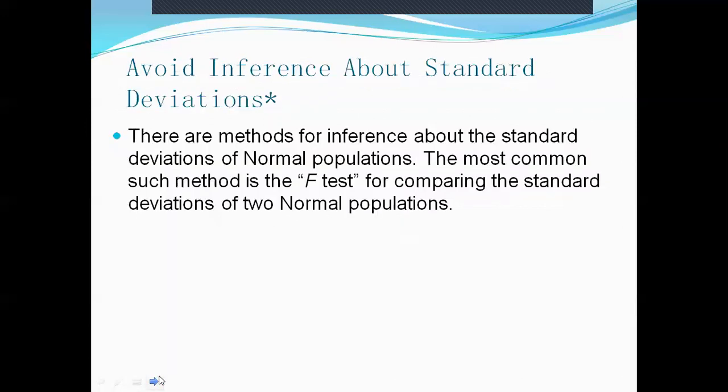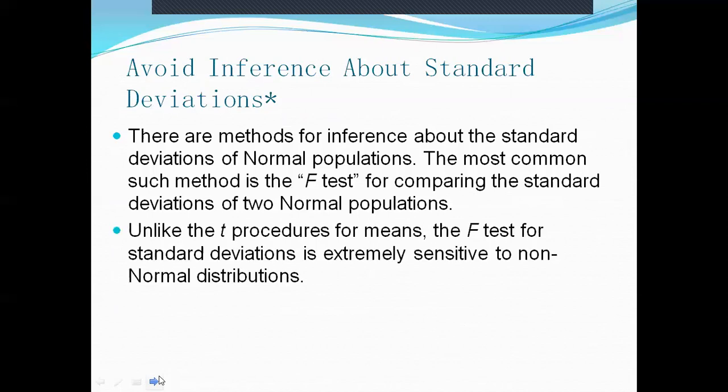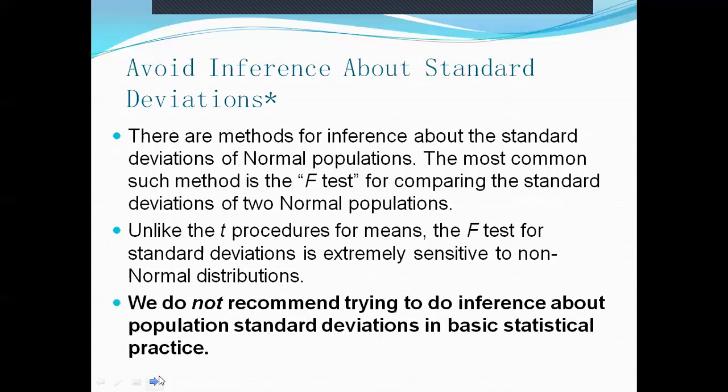There are methods for inference about the standard deviation of a normal population. The most common such method is the F-test for comparing the standard deviations of two normal populations. Unlike the t procedures for means, the F-test for standard deviations is extremely sensitive to non-normal distributions. We do not recommend trying to do inference about population standard deviations in basic statistical practice.